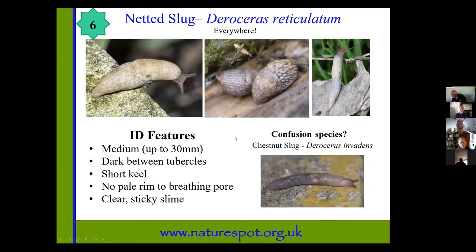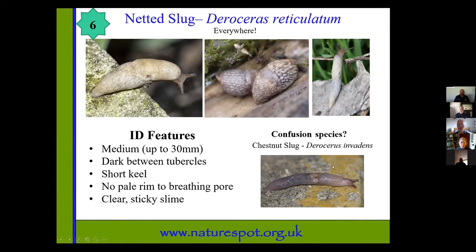So the one that it can be most commonly confused with is another common slug, the chestnut slug, Deroceras invadens. It's a similar size, but often slimmer. And it can be found in gardens and similar habitats. But crucially, this species does have a white ring around the pneumostome. You can see that quite clearly on this picture here. So if you compare the two, they look quite different if you're looking at the right feature.